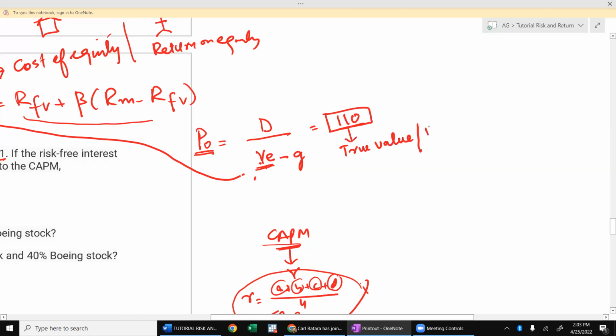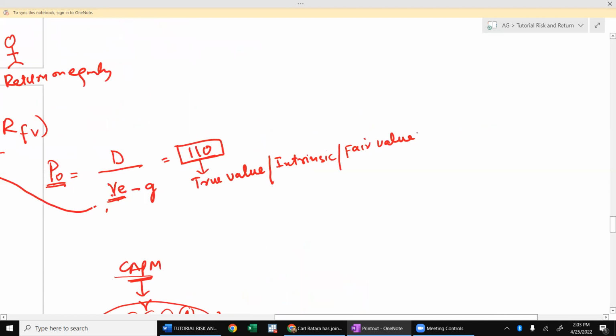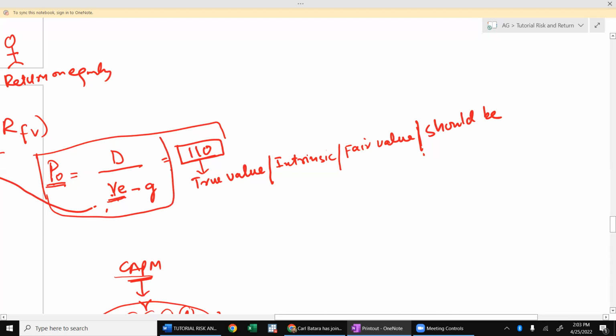I also call it intrinsic value. I also call it fair value. I also call it the should-be value. So when you use any formula and get the answer, that answer is not the actual price in the market. That is according to you, in other words, according to you.